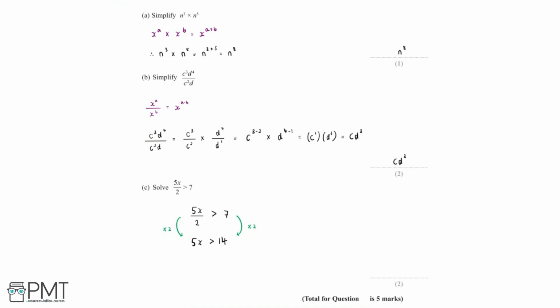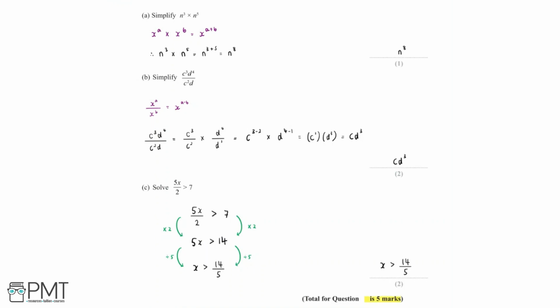Now to solve for x, let's divide both sides by 5. 5x divided by 5 is equal to x, and 14 divided by 5 is equal to 14 over 5, leaving us with a final answer that x is greater than 14 over 5. Now this question is worth 5 marks.